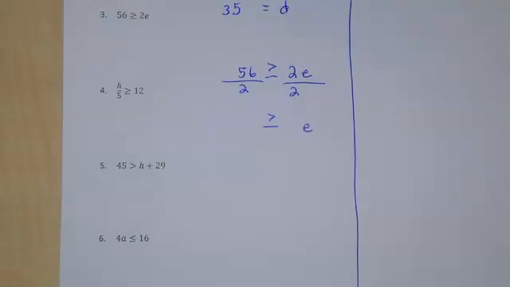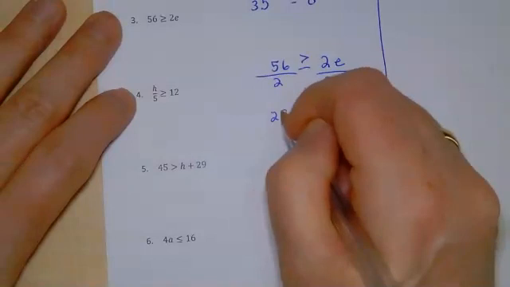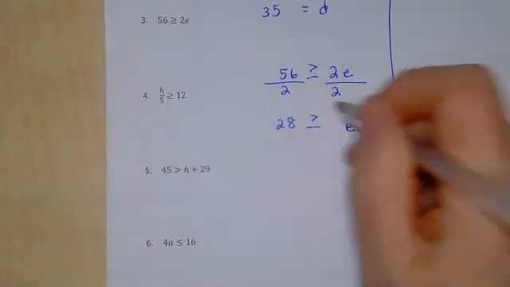Blake, you're not even attempting to figure it out. There's a calculator right next to your fingers. Do 56 divided by 2. What'd you get? 28. Good job.